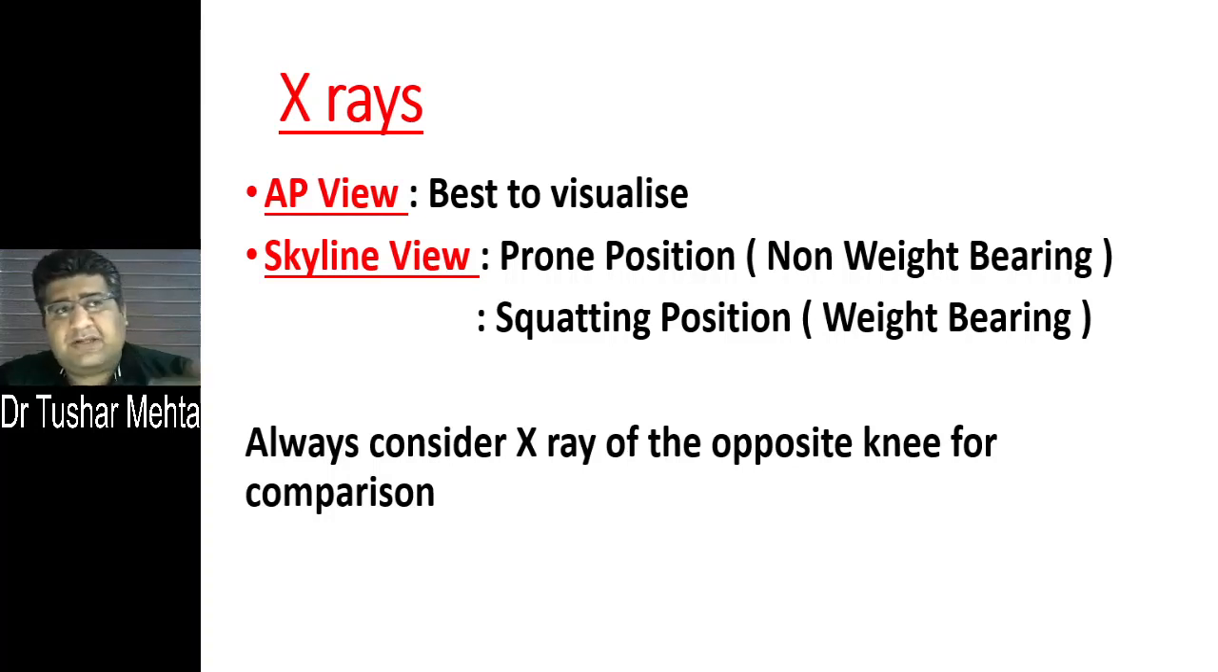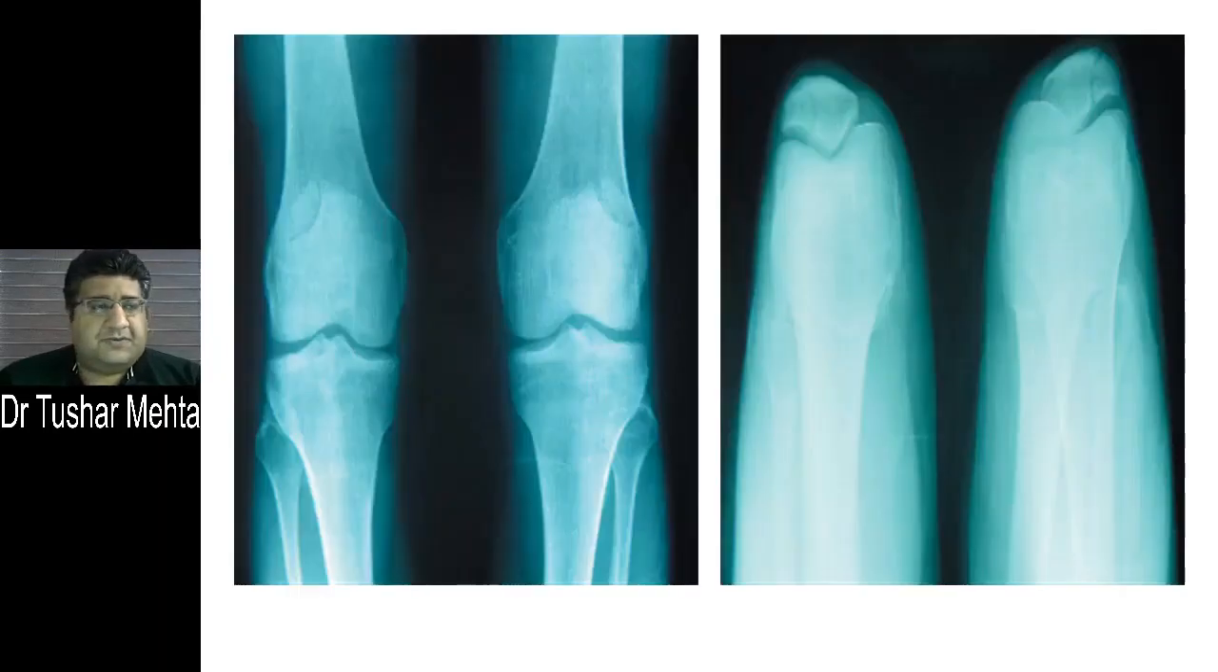Skyline view, they say that it should be getting two views, like in two positions. One is the prone position, which is a non-weight bearing position. Another one is the squatting position, which is the weight bearing position. Now, always consider an X-ray of the opposite knee to look for bilaterality, because if there is bilaterality, then it always goes towards the presence of the bipartite patella.